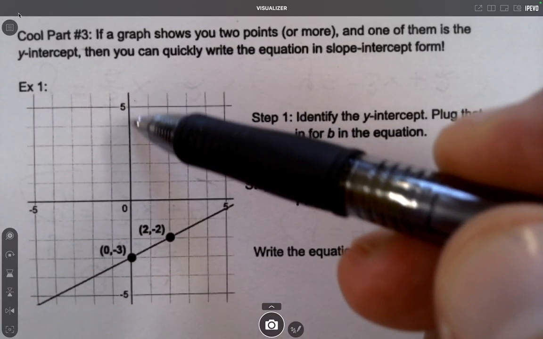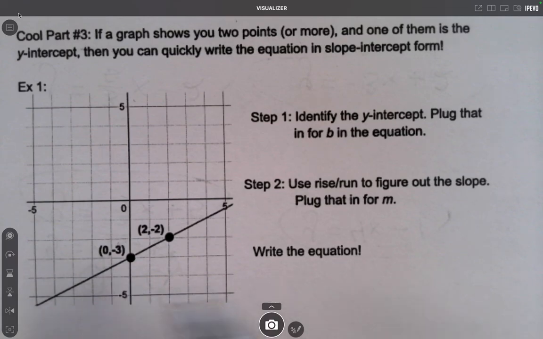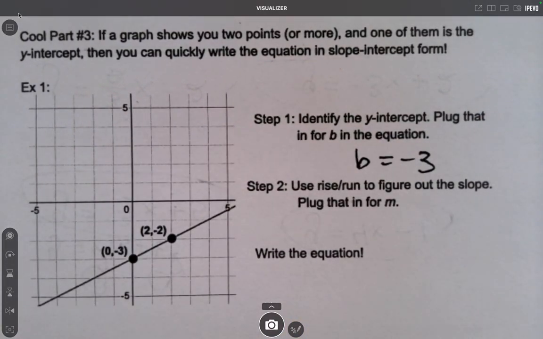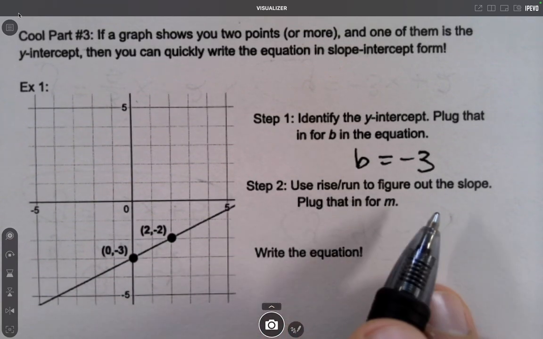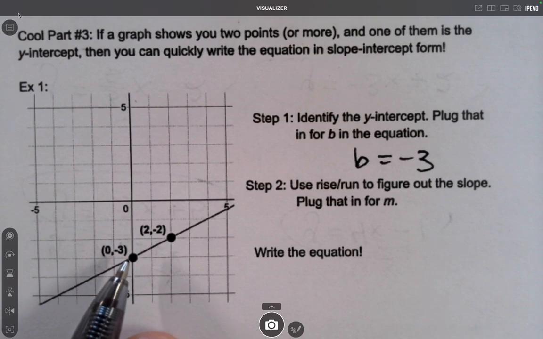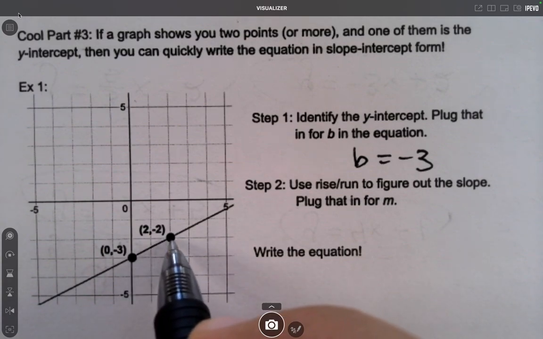So look, here's the y-axis. This line hits the y-axis at -3. So that means I know that the b for the equation is -3. Now we use the rise over run pattern to figure out the slope. So I suggest you always start at the point on the left. It doesn't matter if it's the y-intercept or not. Just start at the point on the left and then count how far up or down and over you need to go to get to the next point.